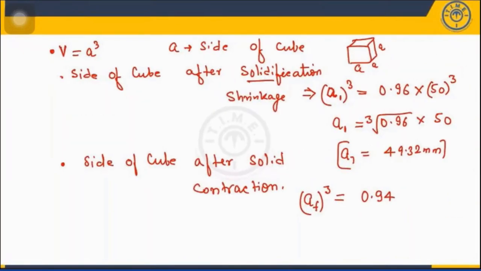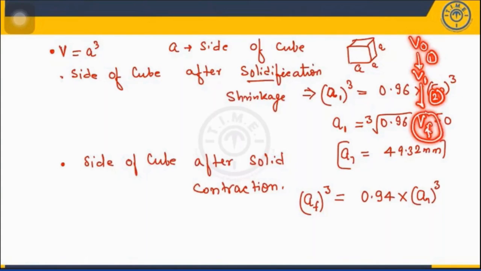So 0.94 times of A1 to the power of Q. Because initially, let us suppose this is the V0 volume. First shrinkage is happening. Now you reach V1, then again second stage shrinkage, then you reach V2 or V final. Okay.